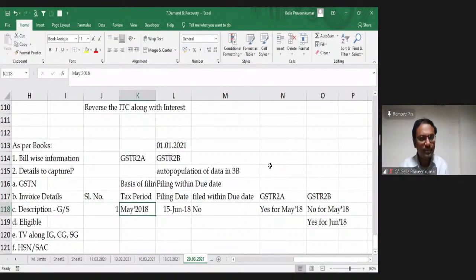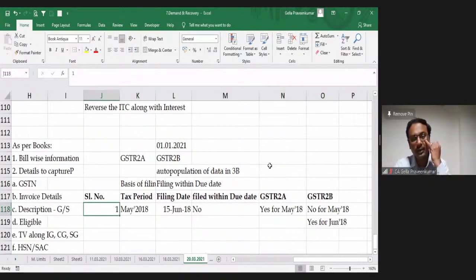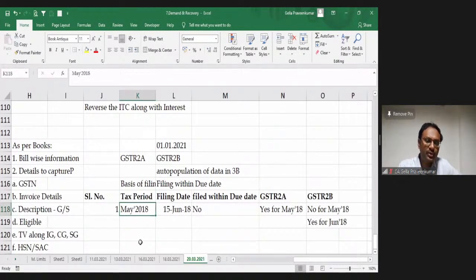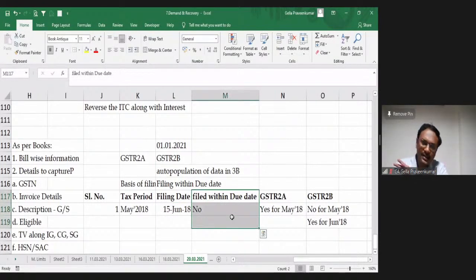No. I'll explain this once again. Please follow carefully. My tax period is May 2018. My GSTR 1 filed on 15th June. My due date is 11th June. Is it filed within the due date? Answer is no. It is not filed within the due date.